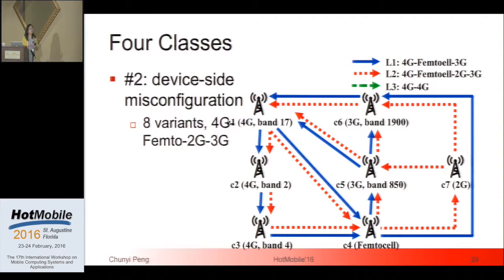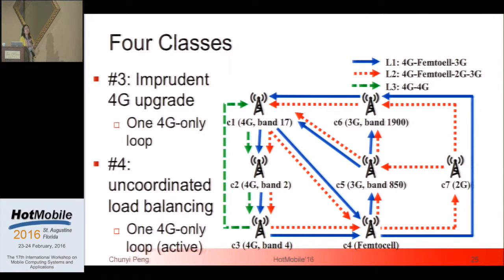The second one is that we actually find the loop can be even larger. The 2G cells can be used, so we have 4G, femto, 2G, and 3G. This is not only caused by the uncoordinated handoff goals, but also contributed by device-side misconfiguration. We find some device models will choose to report 2G first and move to 2G before they move to 3G. So it makes the loop even larger and the performance even worse.